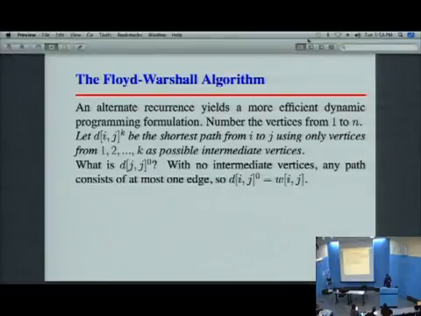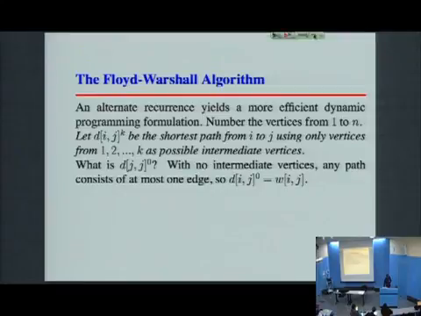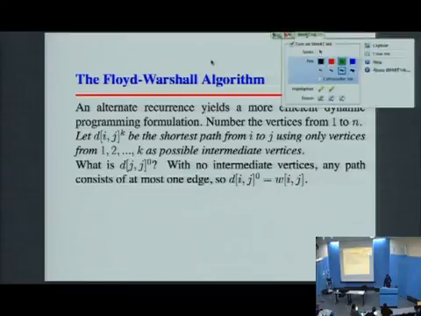Oops, I want to get this red. It's such an interesting, green even. Okay?